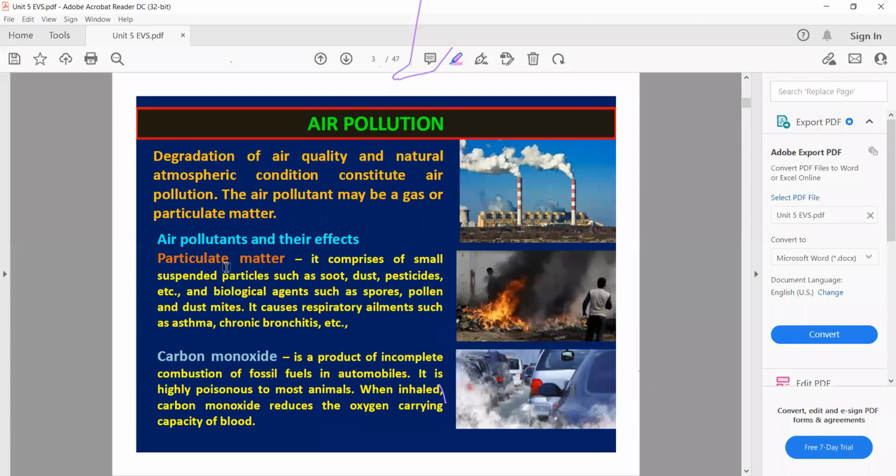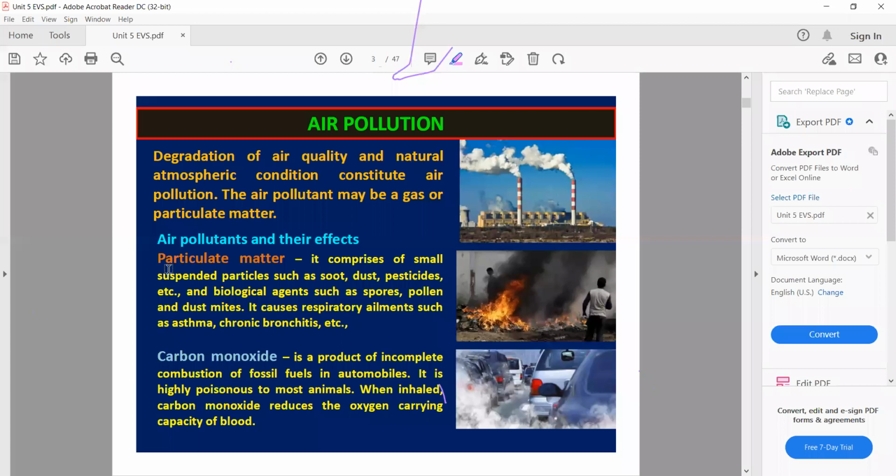Now let's see air pollutants and their effects. Right, you can see these pictures. These pictures will tell you a lot about what actually happens to our environment, the exhaust, the pollutants that come out through these industrial chimneys and all. You will all understand what actually happens. Right, now see air pollutants and their effect.